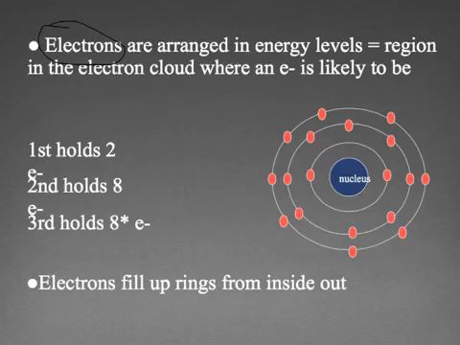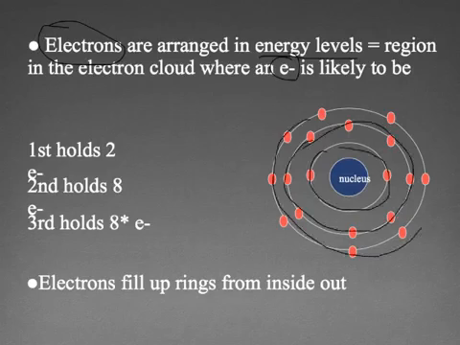Here we're going to define energy levels as the region in the electron cloud where an electron is likely to be. So in other words, each of these rings here, it's not like the electrons orbit the nucleus in a set ring. These electrons can really be found anywhere outside the nucleus. They're just most likely to be found in these rings.